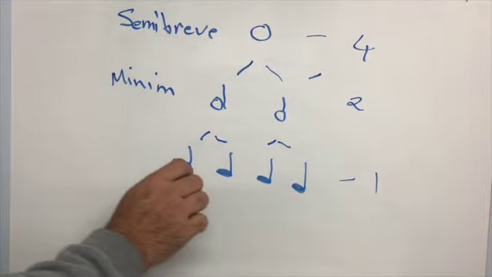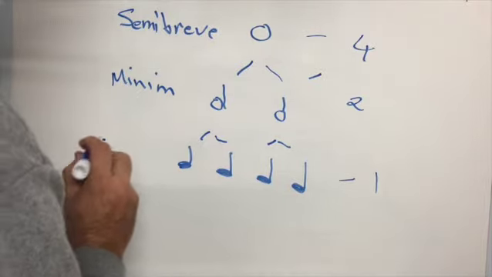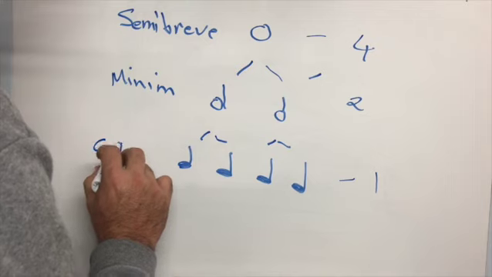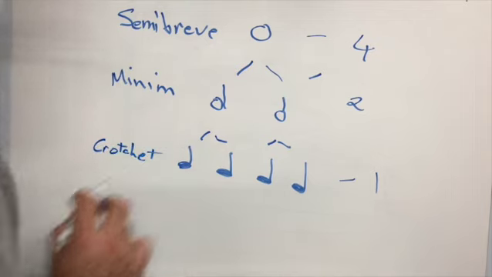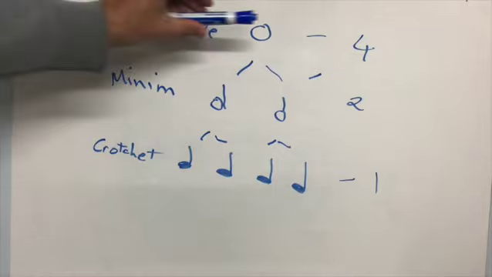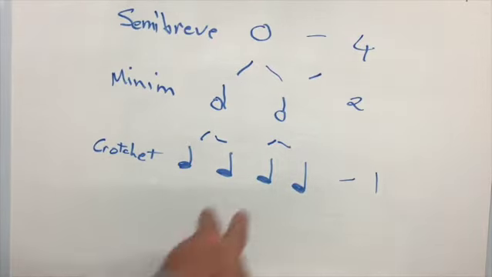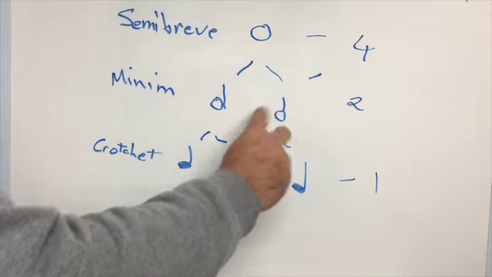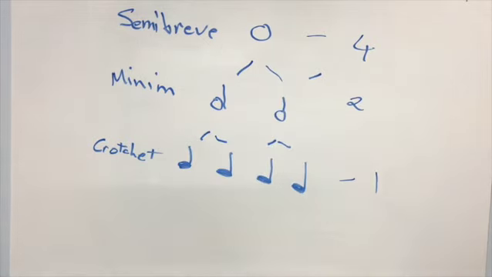So you can see here with these notes, called a crotchet, it would take four of those to equal the top note, the semibreve. And they would sound like this. One, one, one, one. So you would play four of those to equal up here. Two crotchets equal a minim, two minims equal a semibreve.